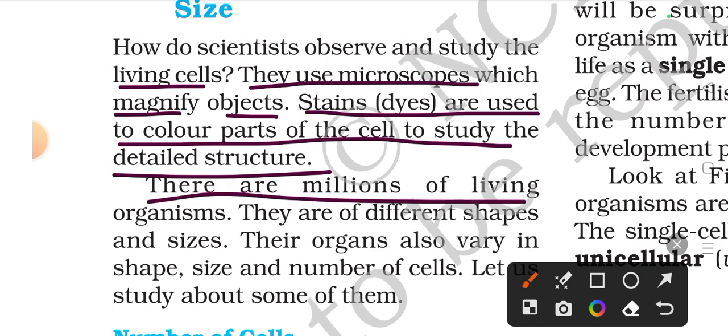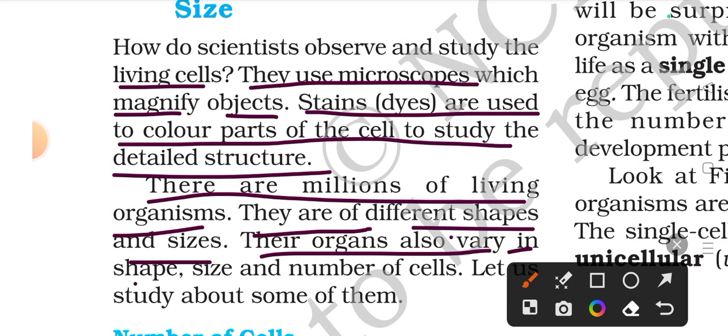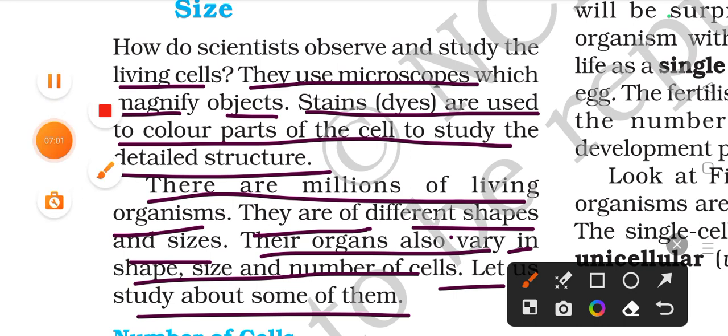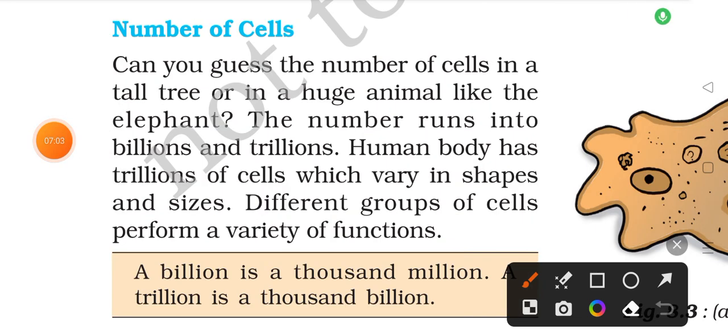There are millions of living organisms. They are of different shapes and sizes. Their organs also vary in the shape, size and number of cells. Let us study about some of them. Alright. So first topic is number of cells.